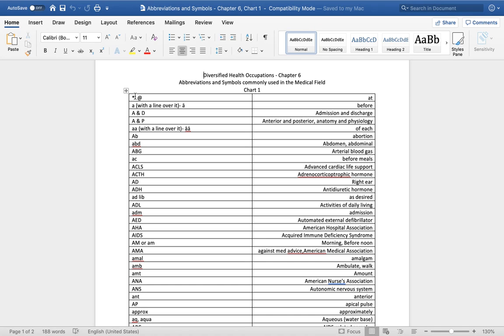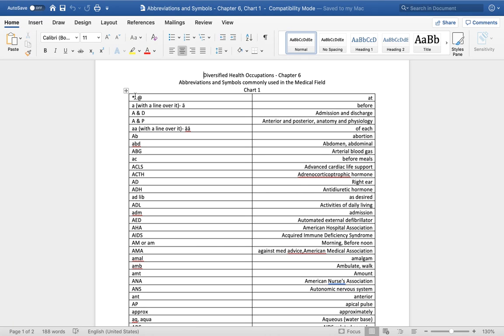A and D is admission and discharge. So if you work in health informatics jobs where you manage admissions for a hospital, or maybe you're a unit clerk, something like that, you may be in charge of admission and discharge paperwork.